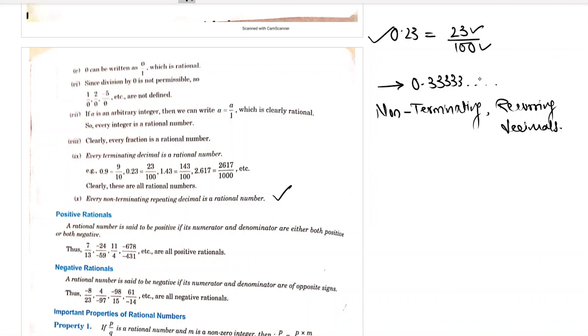You know why? You know what this is equal to? This is equal to 1 by 3. If you divide 1 by 3, you will get 0.33333. It will never end. And this can also be expressed in the form of P by Q, where P and Q both are co-prime integers, and the denominator is not equal to 0, and that's why it's a rational number. So all non-terminating recurring decimals are rational numbers.